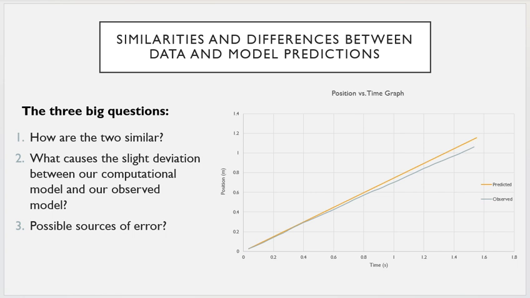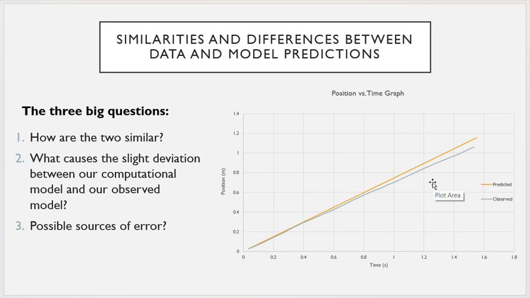Now, they both have a positive slope demonstrating a constant velocity motion in a positive x direction. At the beginning, the lines stay pretty similar. However, by the end, the observed line begins to deviate from the computational model. This is because in our real-life scenario from the video, the object has external forces such as gravity and friction acting on it, while the computational model maintains a constant velocity throughout the entire time interval.